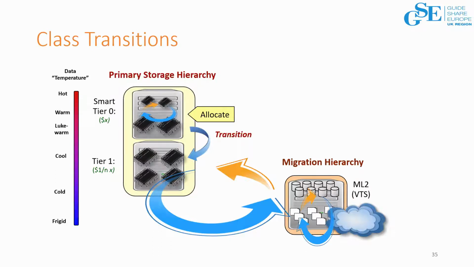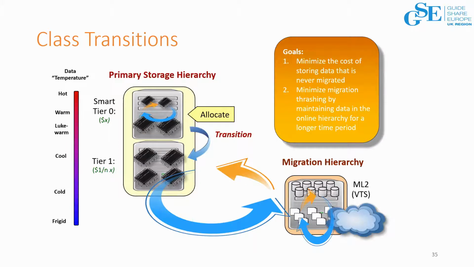And there are also a couple of important goals here that we want to keep in mind. The first goal is we want to minimize the cost of storing data that's never migrated. And then second, we want to minimize migration thrashing by maintaining data in the online hierarchy for a longer period of time.